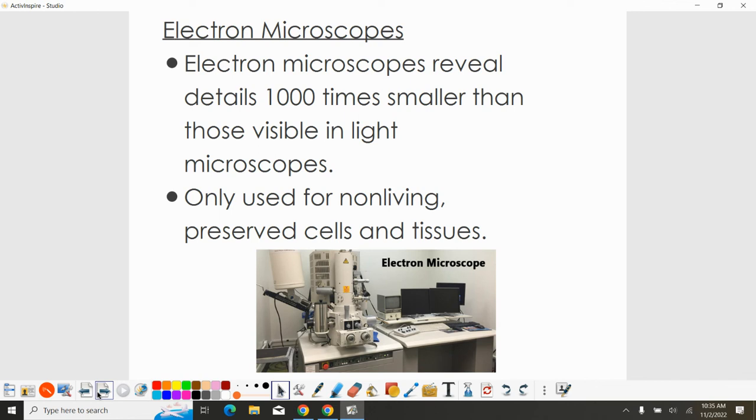One of the drawbacks to the electron microscope is that the things you view under them must be preserved. They must be dead. The special techniques that are required, shaving them into thin sections and coating them with metals, will essentially kill whatever you're trying to see under them. So no living things.